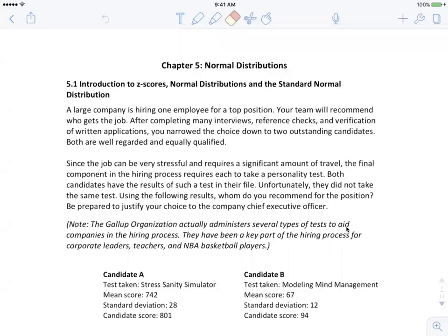Hello, everyone. Welcome to Chapter 5. We're going to look at z-scores, normal distributions, and then the standard normal distribution in this section.